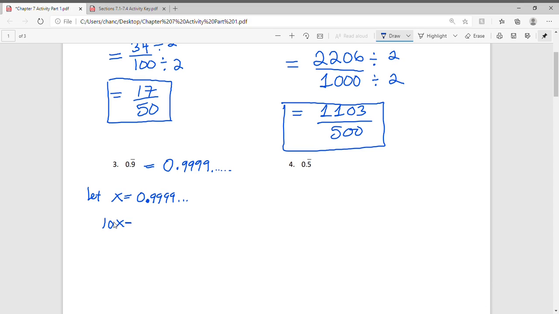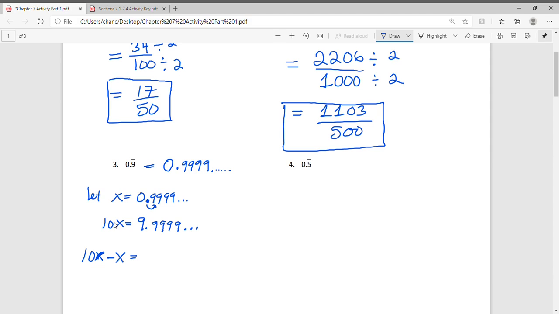So on the left, you're going to get 10x. On the right, what happens when you multiply by 10? The decimal is going to move 1 time to the right here, and that's equivalent to 9.9999. And these 9s are still going to continue to repeat forever. Now we have an opportunity to get rid of all of these repeating 9s. Notice in x we have repeating 9s, and in 10x we have repeating 9s. What I want to do next is to subtract x on the left side. So that's 10x minus x on the left.